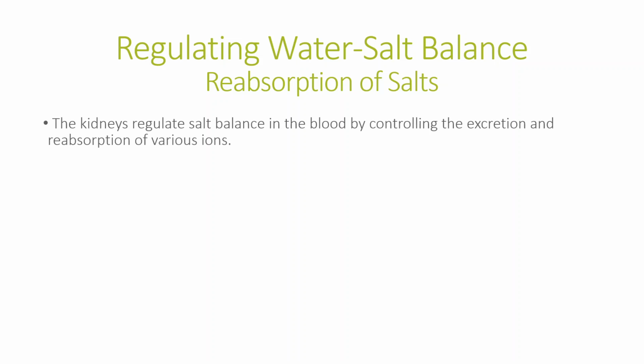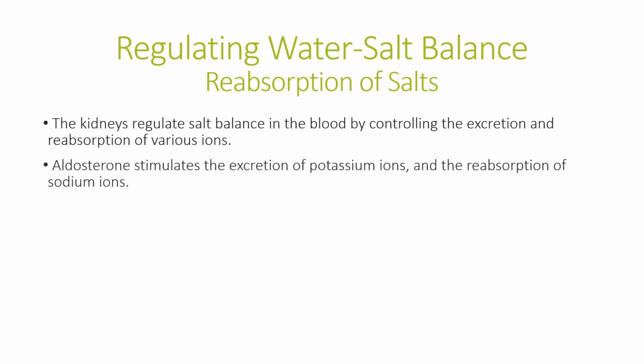Reabsorption of salts. The kidneys regulate salt balance in the blood by controlling the excretion and reabsorption of various ions. For example, the sodium ion is the most abundant ion in the blood plasma. Hormones regulate the reabsorption of sodium at the distal tubule. Remember in Chapter 9 that aldosterone is a hormone secreted by the adrenal cortex, and it stimulates the excretion of potassium ions and the reabsorption of sodium ions.